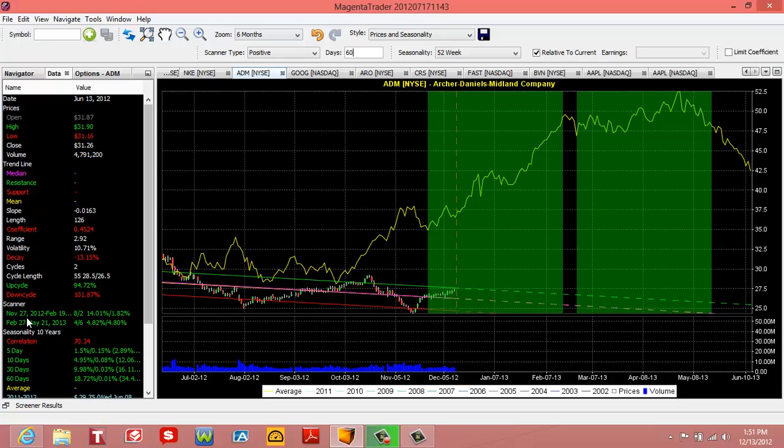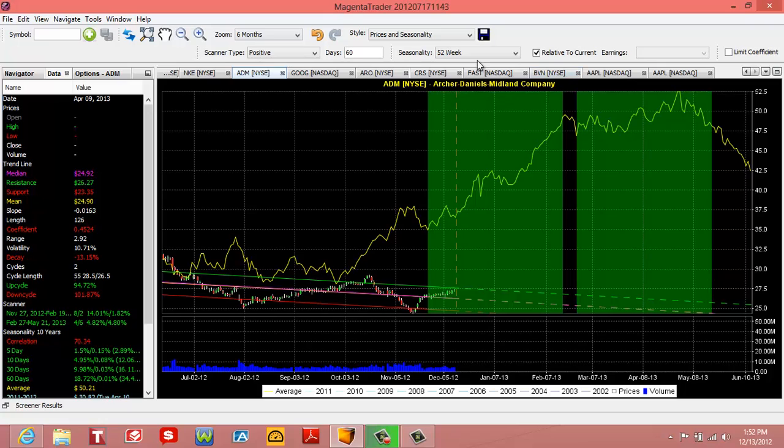Okay, and you can see how it switches from November 11th through February 19th. This stock has gone up 8 years and it's only gone down twice. So there's an 80% chance based on seasonality that this stock is going to go up.